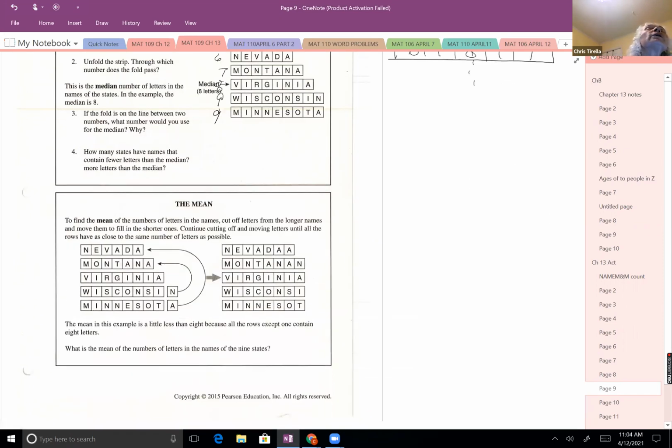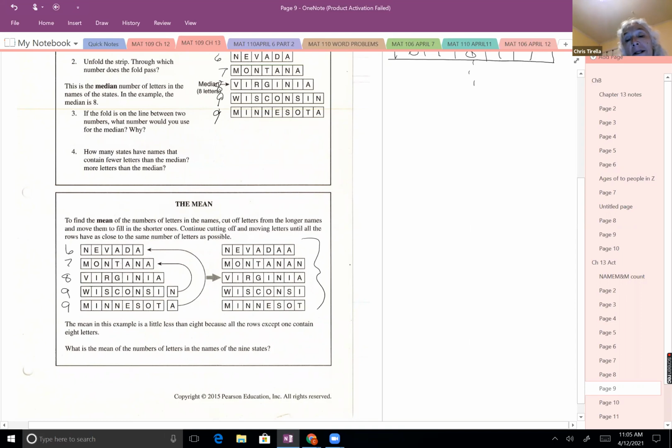And then for the mean, they want you to say, okay, I've got these strips for my states, and they all have different numbers of letters in them, different numbers of values. I want to try to divvy it up evenly so that they all have about the same. When I do, you see that the mean would be just a little bit less than 8, because most of them have 8, and only one has fewer. That's one way of looking at the idea of mean.